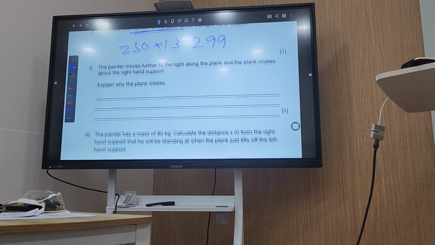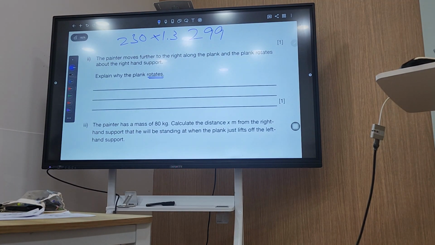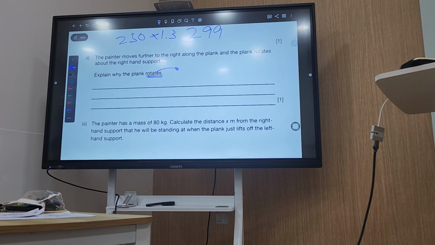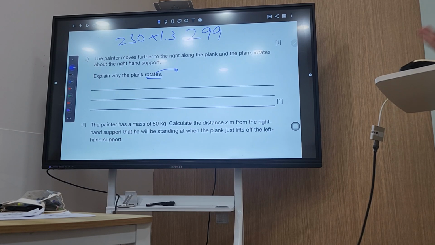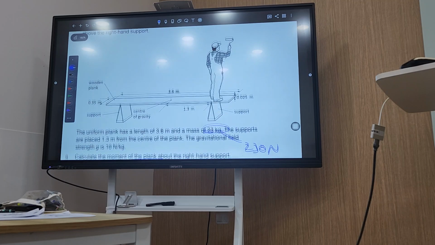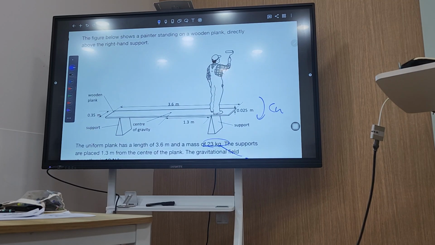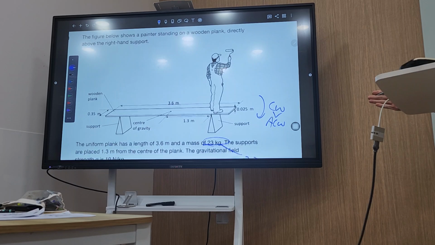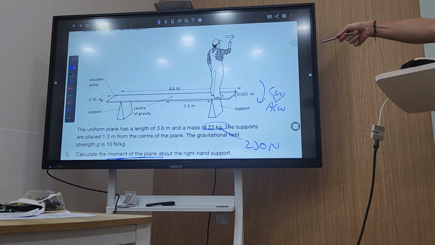Explain why the plank rotates as he moves further to the right. Here is our answer. In order to rotate, this is where we have both clockwise and anti-clockwise. If I want to rotate, guys, it means my clockwise moment has to be greater than my anti-clockwise moment. Agree or not? I cannot rotate anti-clockwise now, the other support is not there.